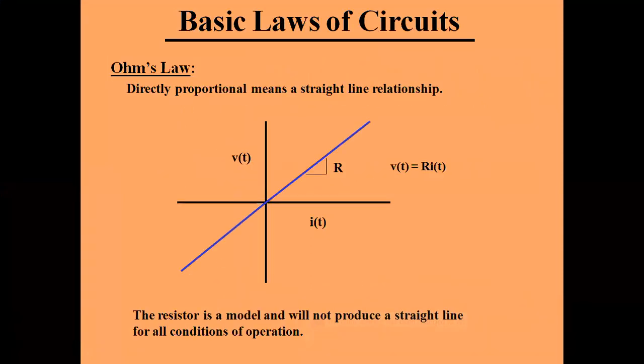Here, the basic law, Ohm's law, is directly proportional. What do we mean by directly proportional? It means the relationship between this voltage and current is linear. If you plot the graph of V of t and I of t, you will get a straight line, and this straight line relationship is nothing but direct proportionality. Okay, so V of t is equal to R I of t.